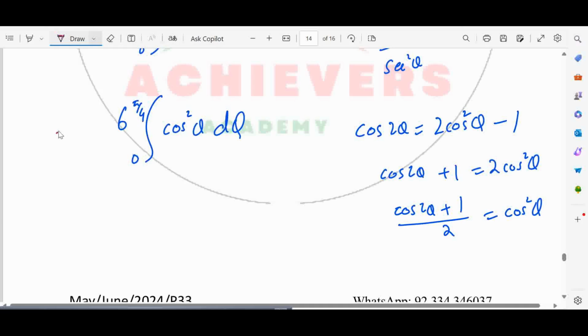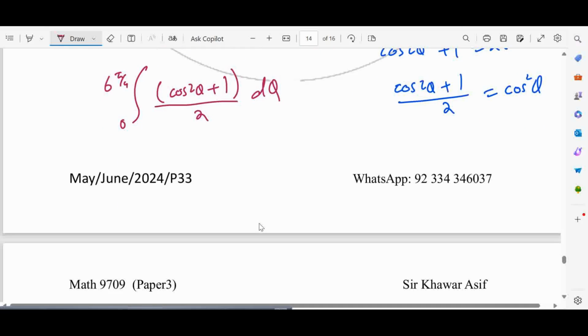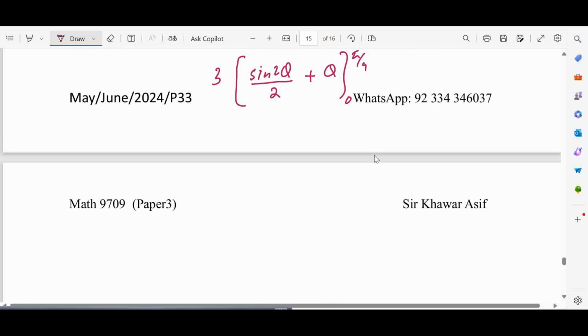Just replace it over here and we will get 6 integral 0 to pi by 4 of cos 2 theta plus 1 whole divided by 2 d theta. Now if we integrate it further, we can cancel out this one. So 3 into, now if we integrate it, this will be sine 2 theta divided by 2, and from here we will get just theta, from 0 to pi by 4. Now if we put the values, upper limit minus lower limit, we can easily find out.